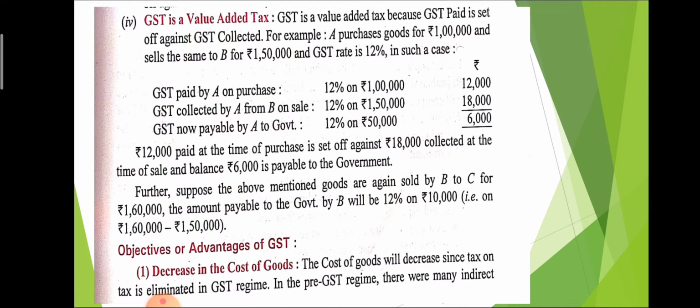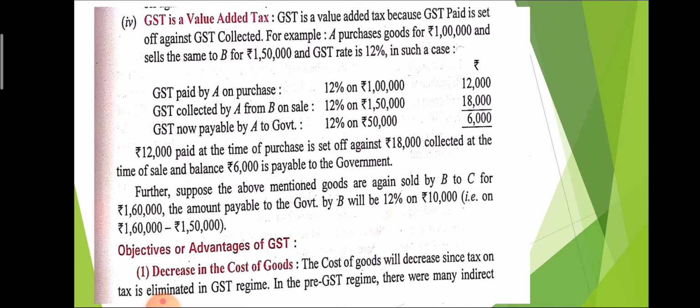GST is a value added tax, because value added tax is one type of indirect tax that is already included in the GST. Here one example is given that A purchases goods of rupees 1 lakh and sells the same goods to B for rupees 1,50,000. It means that there are two transactions.